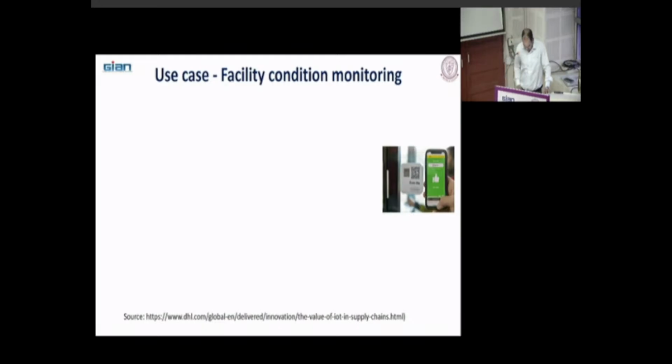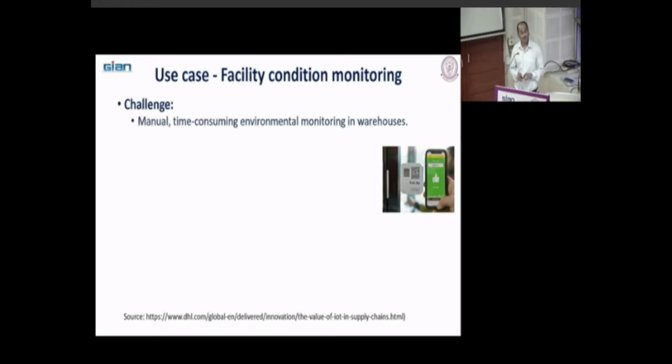Whatever the measurement that you are going to use. So the challenges: manual, time-consuming environmental monitoring in the warehouse, and delays in detecting temperature and humidity variations. As I said, you cannot go to each and every corner of that warehouse to check your temperature and humidity level. You need some advanced technology that will detect the temperature and humidity variations within your warehouse.